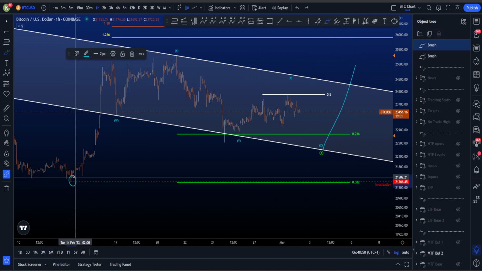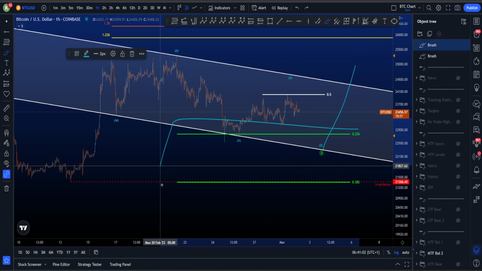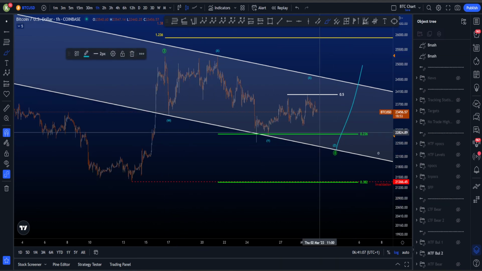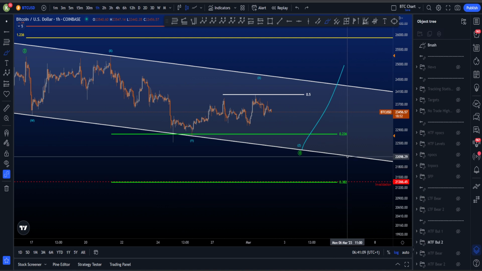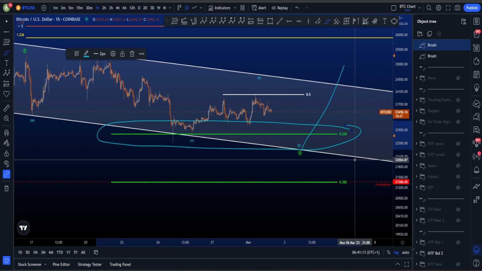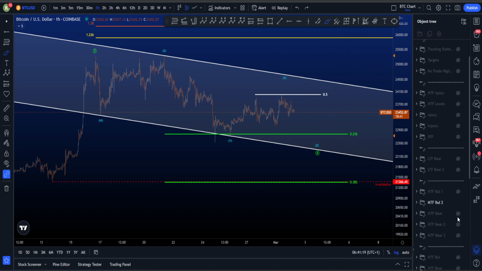The invalidation of this scenario is taking a low at 21.4k, and the green fibs that you see over here are again taken from the low of the green wave 2 to the high of wave 3, and theoretically wave 4 has to reach at least a Fibonacci level of 0.236, which it has done. So that being said, this is currently a very legit scenario.